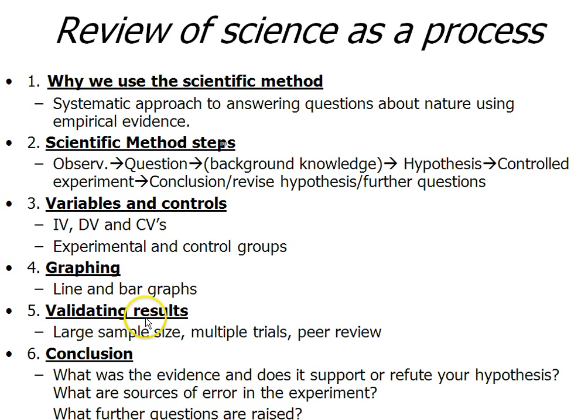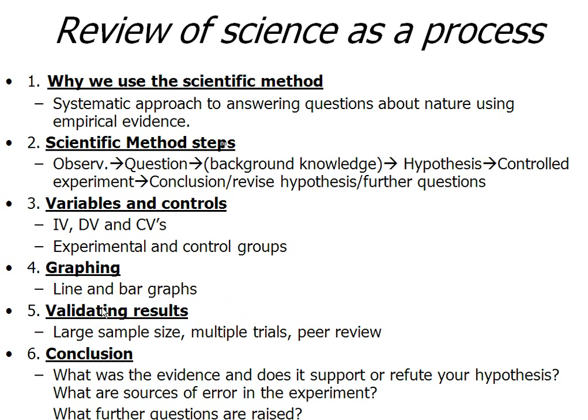Validating results. We have three ways we validate our results, and you should know these. To make sure we have good results, we should have a large sample size, so we should use lots of plants. We should do multiple trials and get the same results each time. And again, with the plant experiment, we'd have to do it over and over and over again. And then we should publish our results and have it peer-reviewed by other scientists or other people that are interested in the work. This way we know that our results are valid.